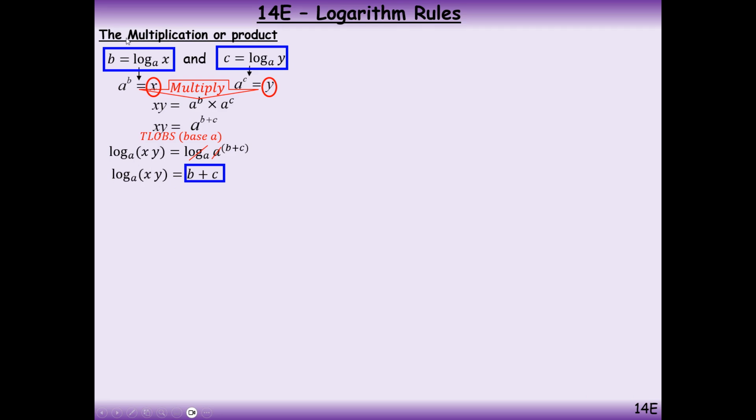What was b? It was log base a of x, and what was c? It was log base a of y. So we can put them back here. I'm just rewriting b and c as their original definitions. And so we get our very first logarithm law: log base a of xy, when there is multiplication, you can expand the bracket and write a plus sign between these two logs. You can go from right to left if you have to simplify this expression.